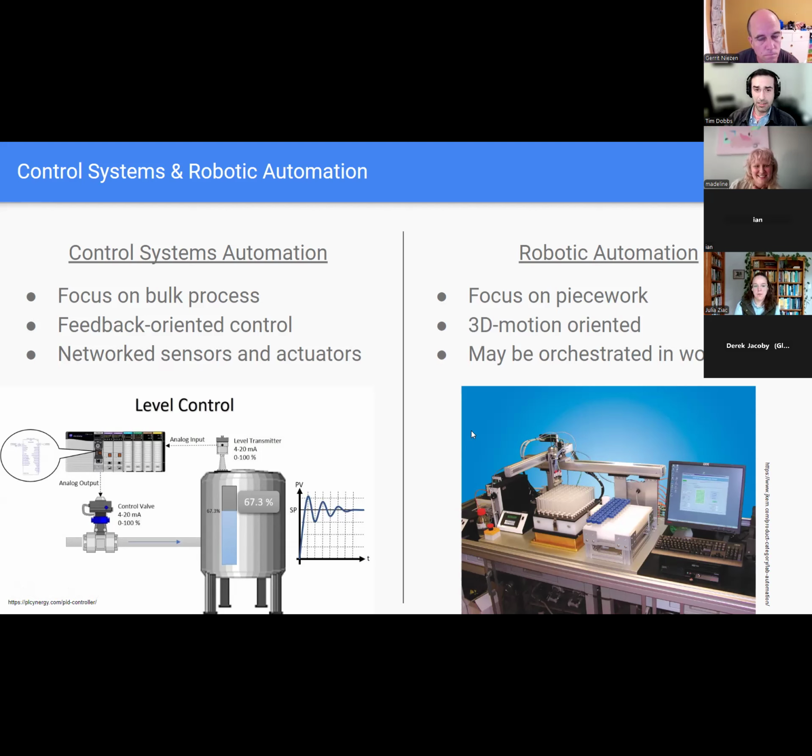My background probably has a little more to do with that than the second part, which is mostly, I think, where we sort of land, because it makes more sense on smaller scale, is robotic automation. And here, just to bullet point it out, I said, well, there's a lot more focus on piecework, like there's an individual sample or an individual piece that I need to move or assemble. And that means that we do a lot more 3D motion. We have to understand 3D space much more.